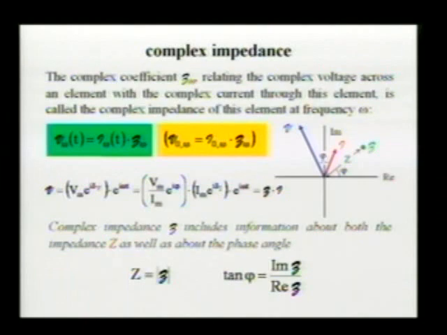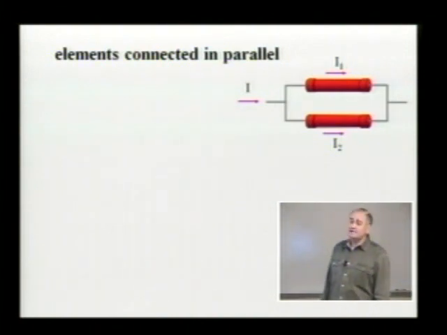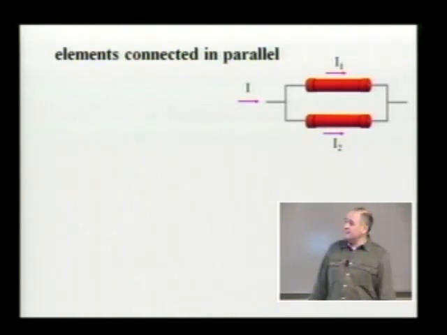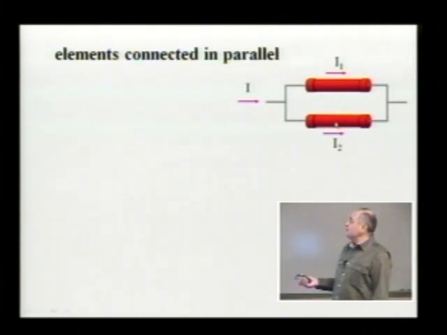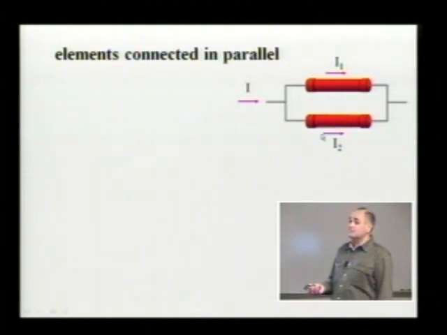All right. So let's now take a look at connections in parallel and in series, and how we can find out the equivalent complex impedance of elements which are connected in a particular way. So now I don't want you to think that these are two resistors. Let's say one is a resistor, one is an inductor, or we have a capacitor and an inductor.